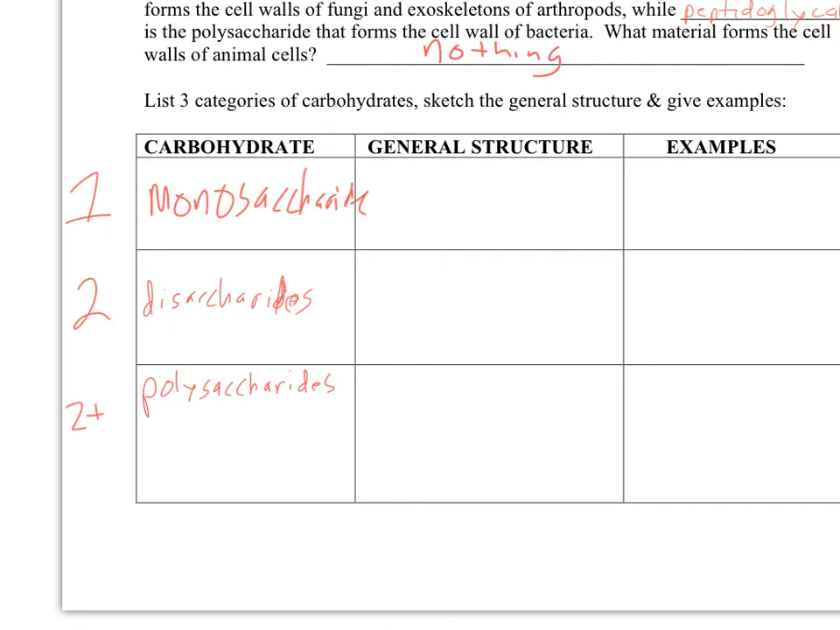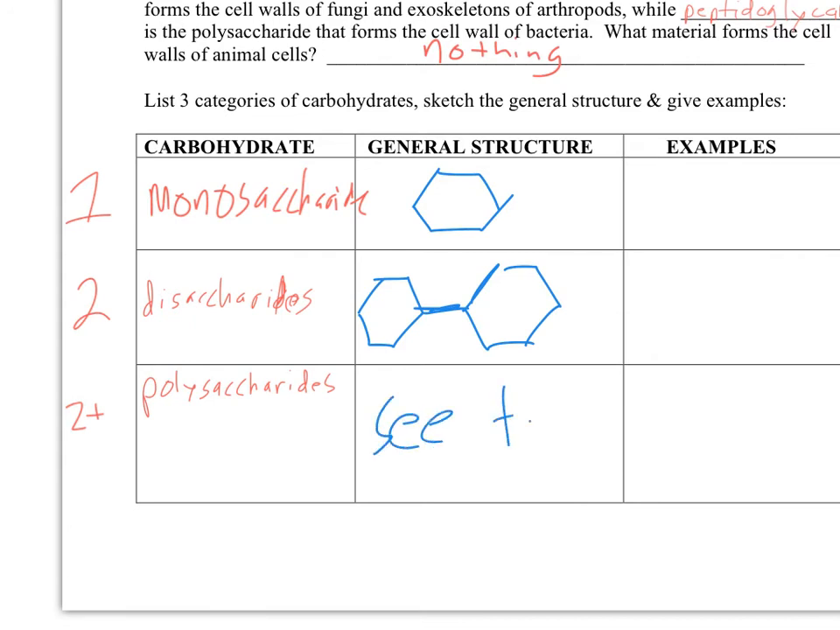Okay, so the general structure: a monosaccharide is just going to be one ring. It's like a hexagon. A disaccharide is going to be two rings hooked together. Polysaccharides, we're going to say, I tried to draw that. But polysaccharides, there's a bunch of them, right? Could be hundreds or thousands hooked together. Okay, so our examples.